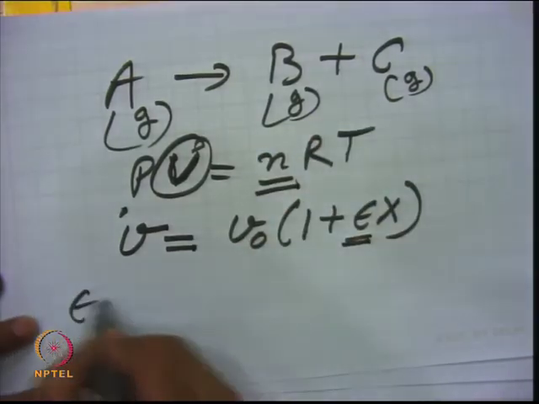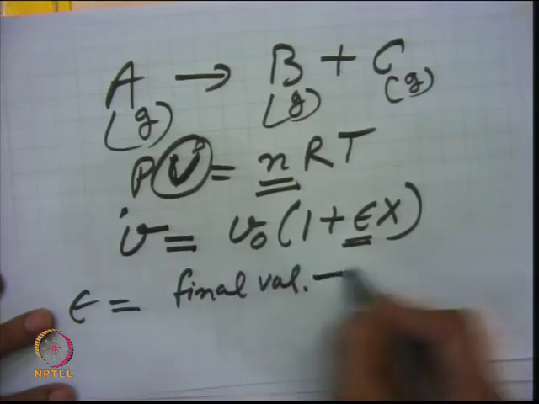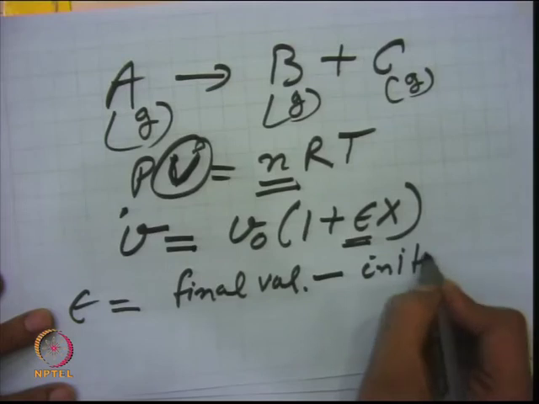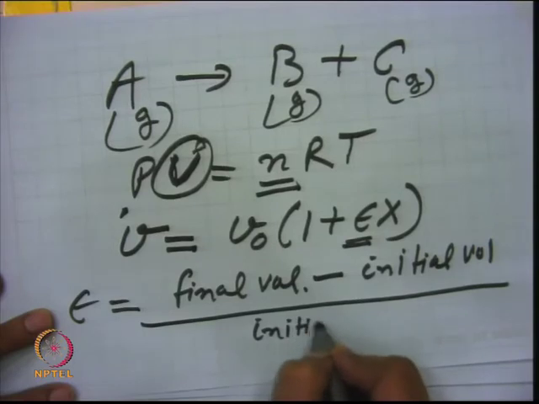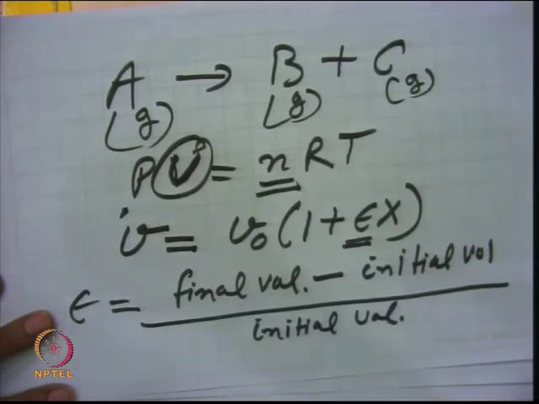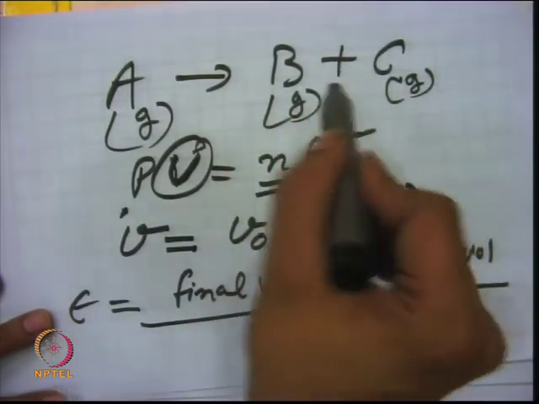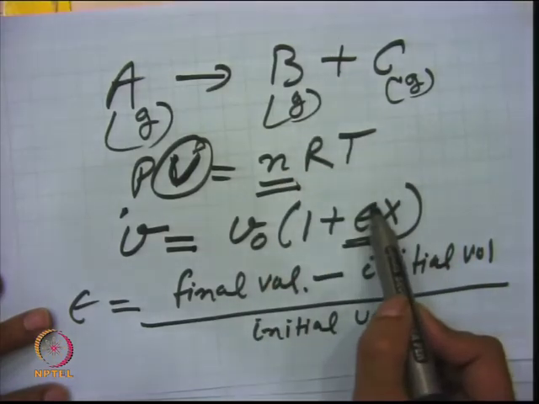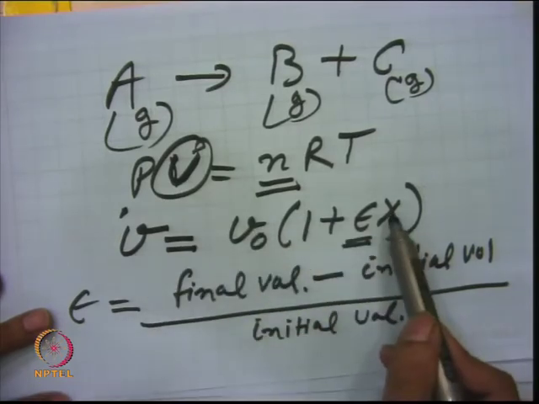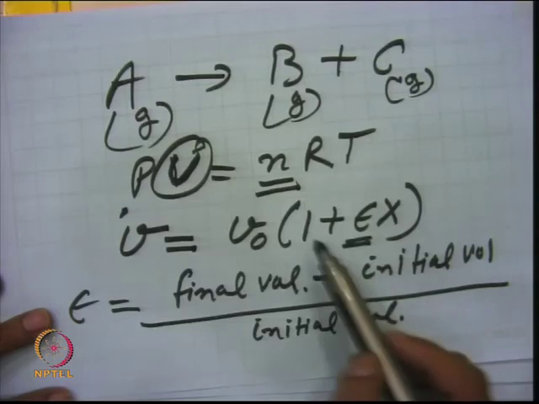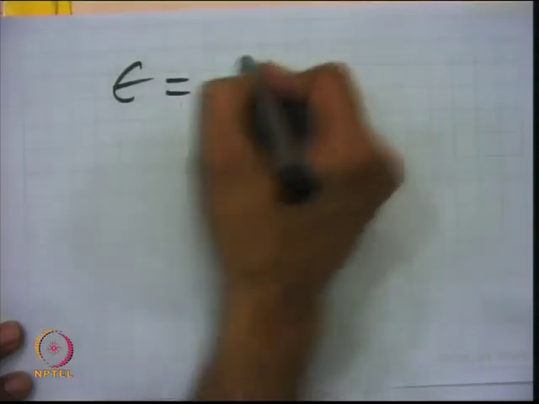So, epsilon basically is defined as final volume minus initial volume, divided by initial volume. For this case it is 2 minus 1 divided by 1. So, epsilon is 1. It means when epsilon is 1 and conversion is 100%, the final volume will be doubled, correct.